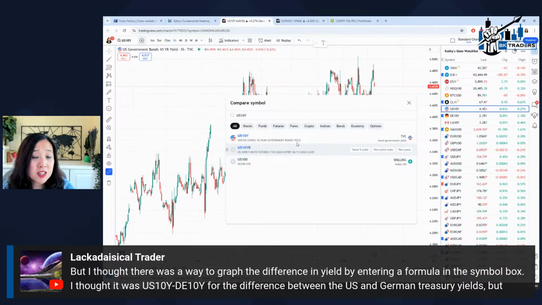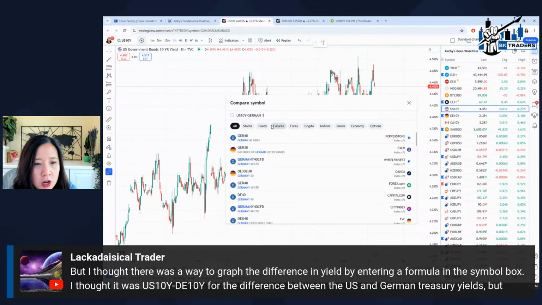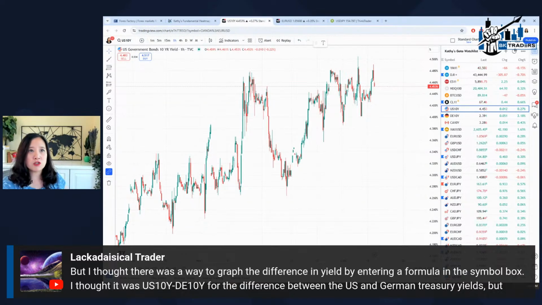But let's talk about this next week. I haven't used it on TradingView. I'm so used to using it on my Bloomberg terminal. But we will talk about this next week once I have figured it out. But that's how you would do it, lackadaisical trader. It does allow you to chart the different spreads. I'll figure it out. I'll show you next Monday. Join me then. All right.